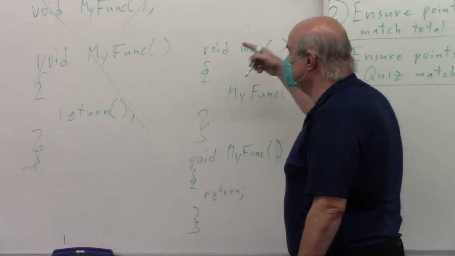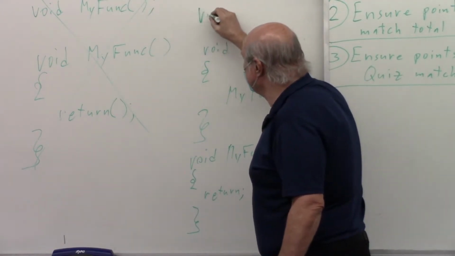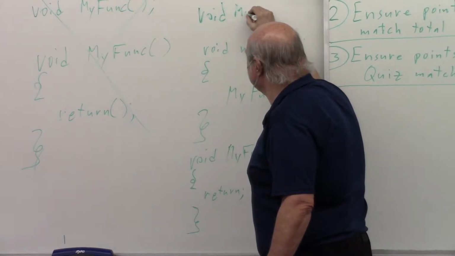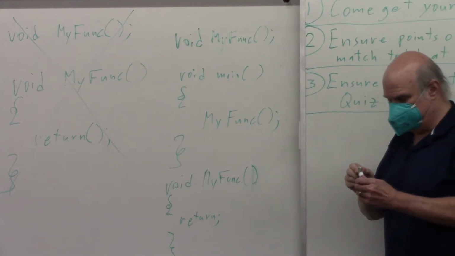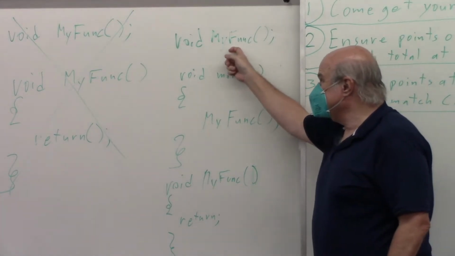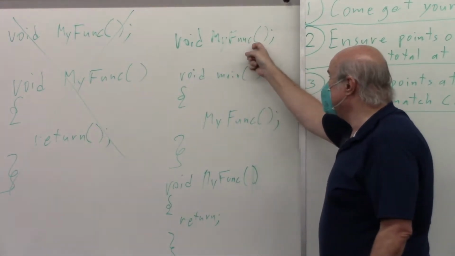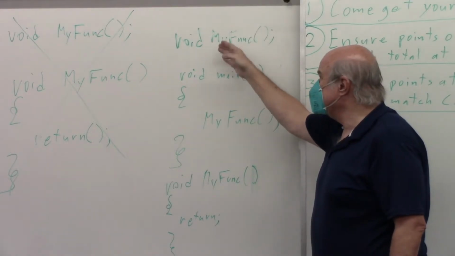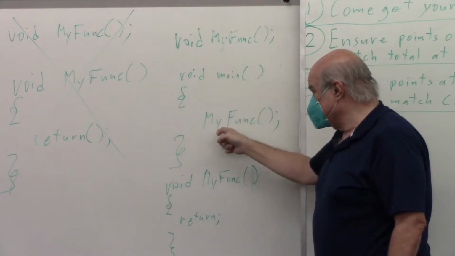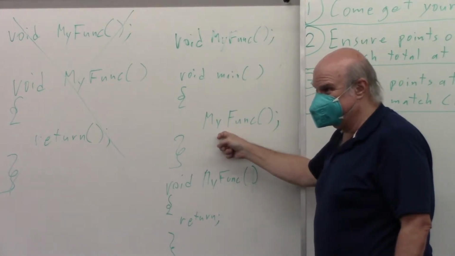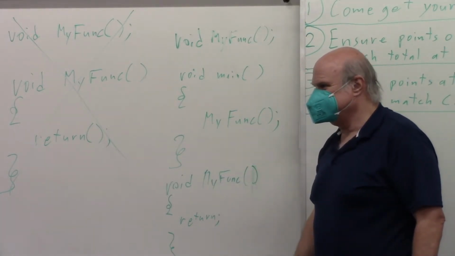So if you put the prototype up here, my func, you've told the compiler all he needs to know. You've told him the name, my func, the return type, and the parameter list. That's all the compiler needs to know to make a call to my func, or to generate a call to my func. So now he's seen my func, now it'll compile. You can generate it later.